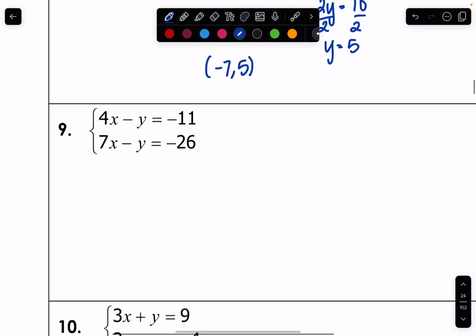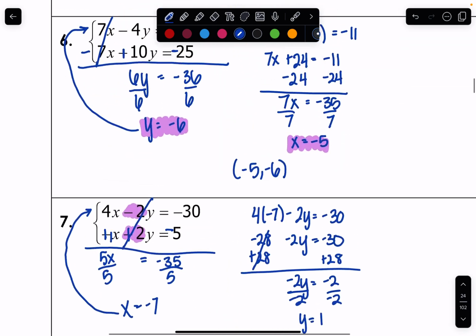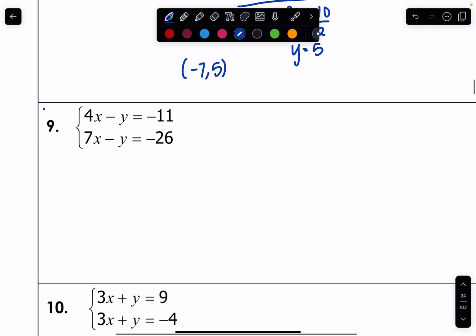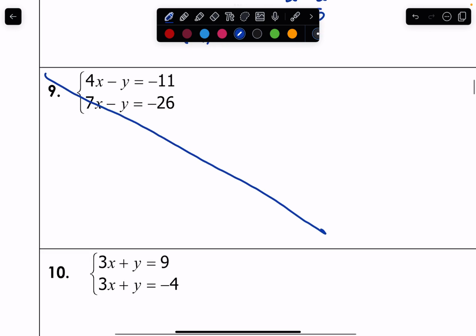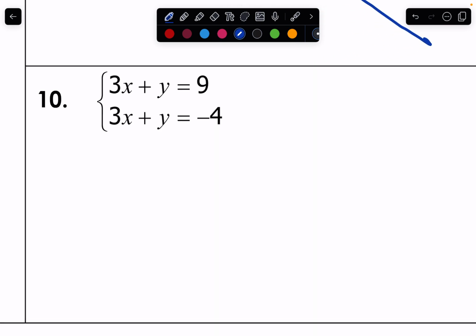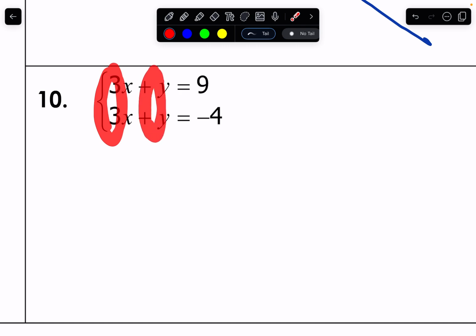All right, I'm going to skip number 9. I feel like we're getting the hang of it with those 4 there. So I'll cross that out, and let's just jump to number 10, because this is a special equation. You may notice that it's special because look at what's going on here. I have 2 coefficients that are the same. I have 3's in front of my x, and I also have 1's in front of my y.